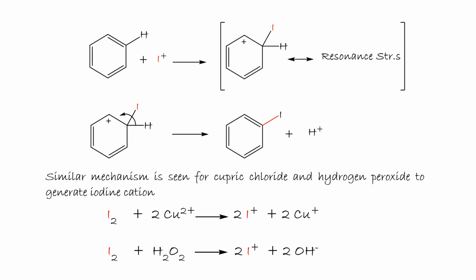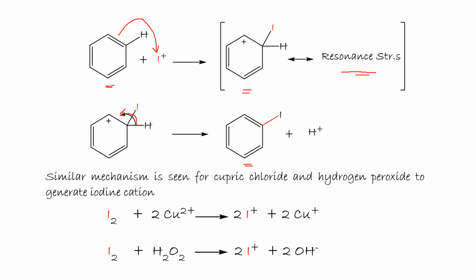And the reaction will go smoothly. Electrophilic addition to form sigma complex with two different resonance structures, followed by elimination of proton to regenerate the aromatic ring benzene and form the iodobenzene.